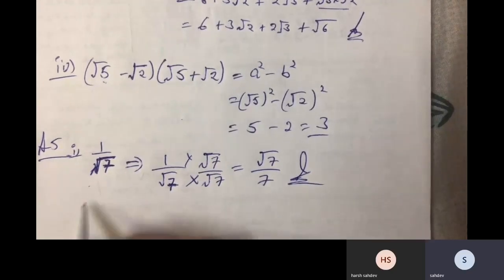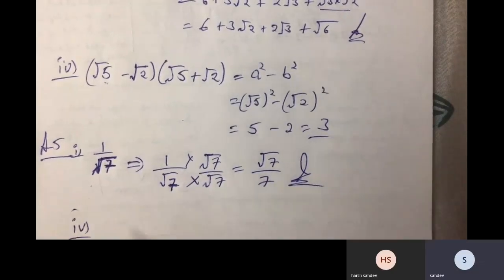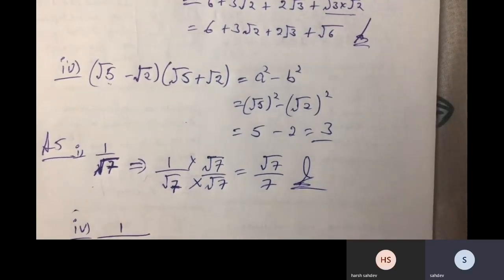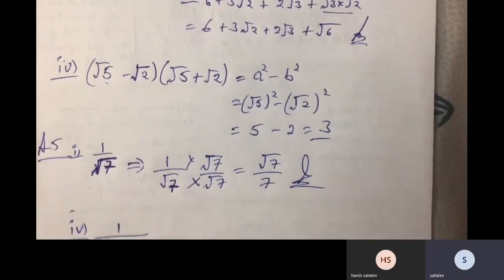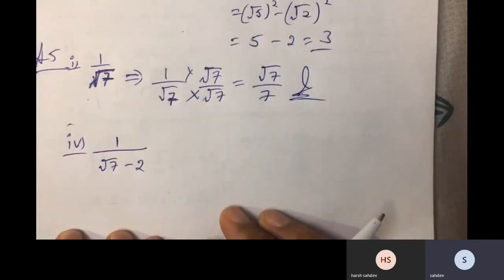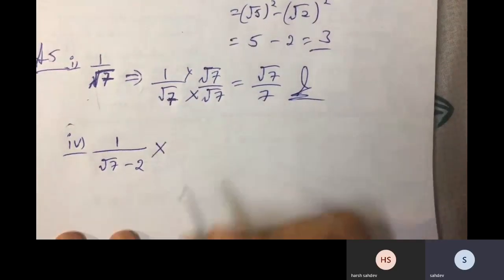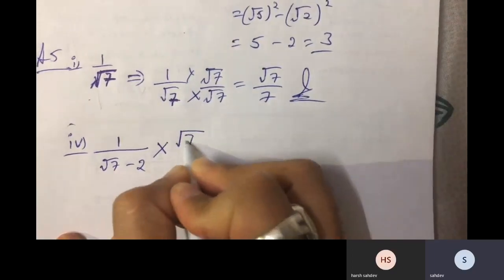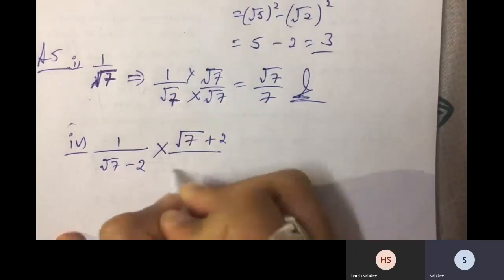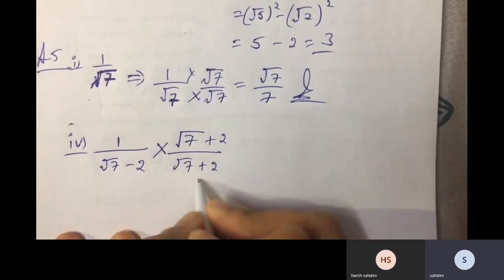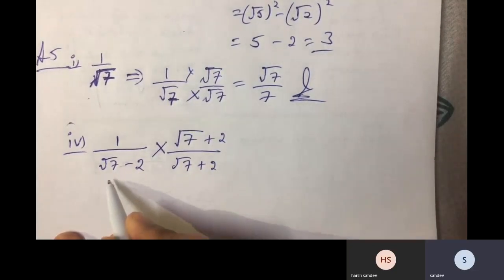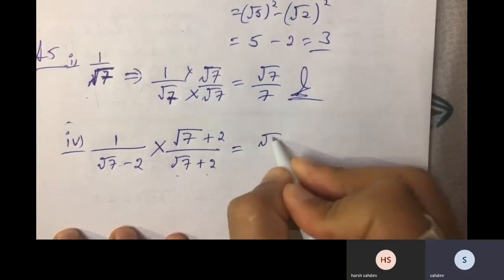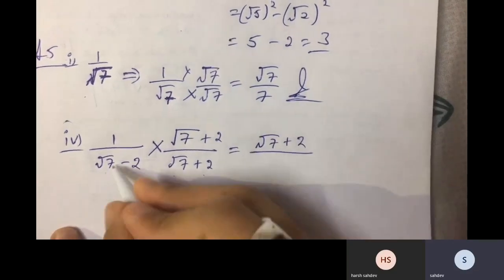Let's say next question is, take the fourth part, that is 1 upon root 7 minus 2. But how can we rationalize this? We can rationalize this by again multiplying with the same denominator by converting its sign, root 7 plus 2 upon root 7 plus 2. We convert the sign so that we can make it in the form of a minus b, a plus b.